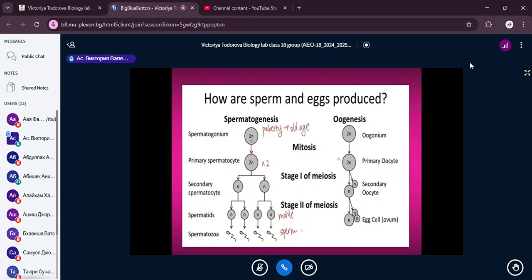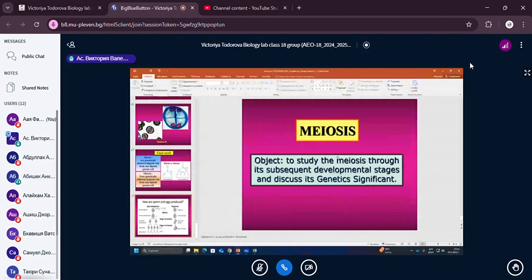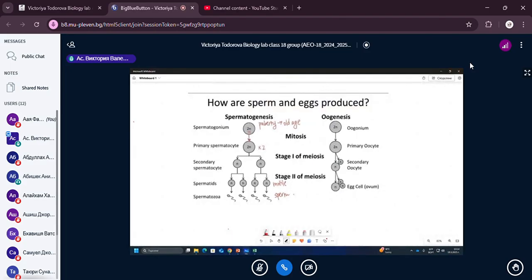And I want to discuss how the meiosis relates to spermatogenesis and oogenesis. So here, in spermatogenesis, the formation of the sperm cells.